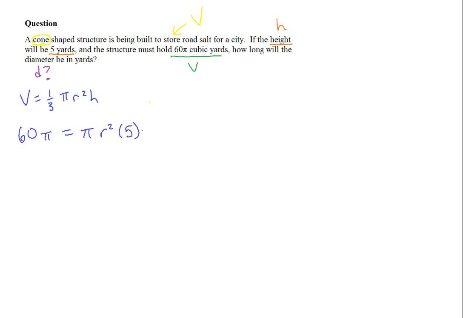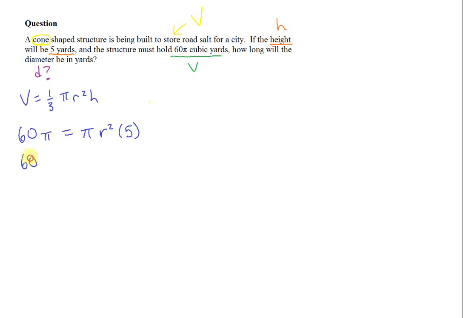Okay, so number one rule when you're dealing with formulas is sub in what you know and solve for what you don't. If we look back to the question, that last little part of the question always gives you a clue. How long will the diameter be in yards? Diameter. We don't have diameter here. We do have radius, so once we find the radius, we can find the diameter. Don't forget that last step. Okay, so we're trying to get the radius all by itself. We're trying to isolate the radius.